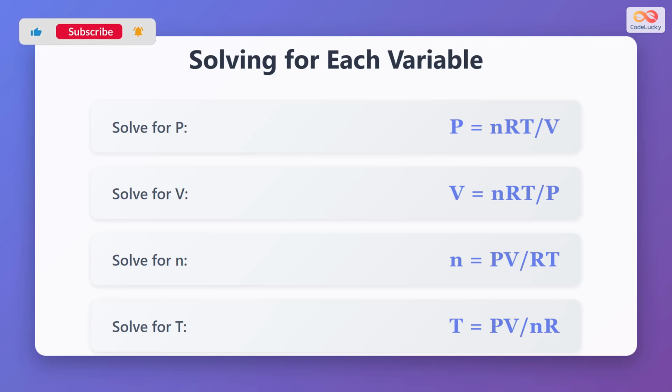The ideal gas law can be rearranged to solve for any of the four variables. If you need to find pressure, rearrange the equation to P equals nRT divided by V. To find volume, use V equals nRT divided by P. If you're looking for the number of moles, the equation becomes n equals PV divided by RT, and to calculate temperature, rearrange it to T equals PV divided by nR. The key is to identify which variable you're solving for and which three variables you already know. Always write down your known values first, choose the appropriate form of R, and then substitute your values into the rearranged equation. This systematic approach will help you solve any ideal gas law problem.